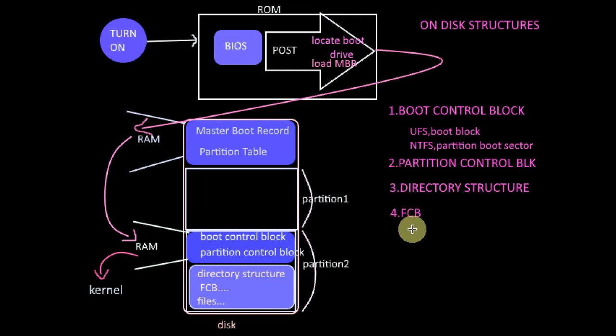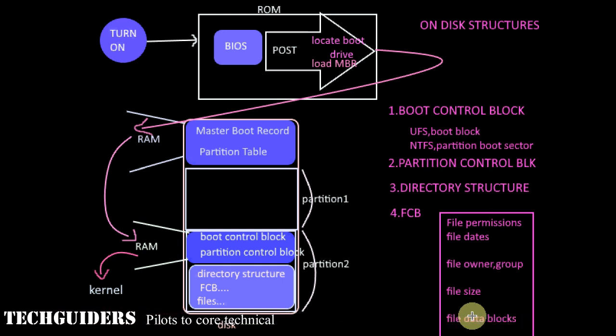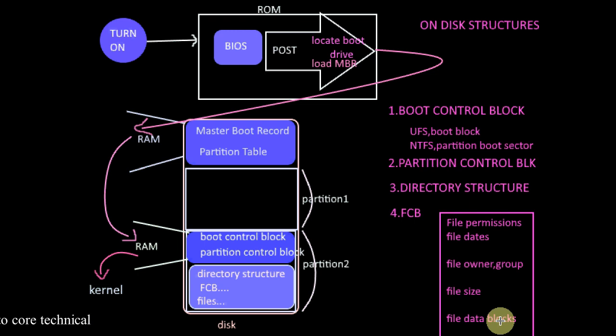FCB contains details regarding the files, including the file permissions, the date of creation, date of change, and so on, then ownership, size of the file, and the location information regarding the file, such as the mapping of the logical blocks to the physical blocks.